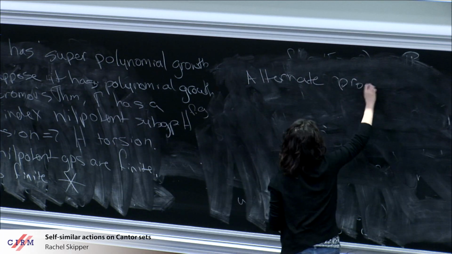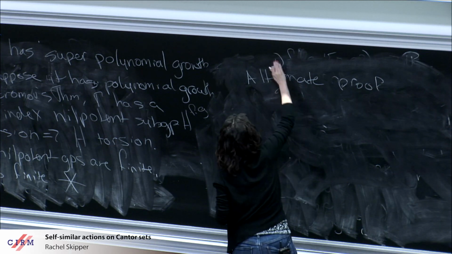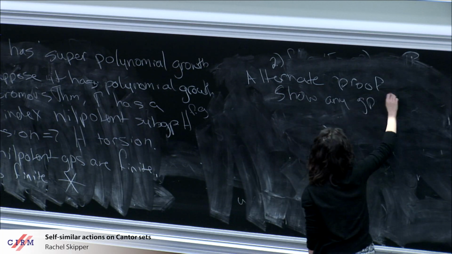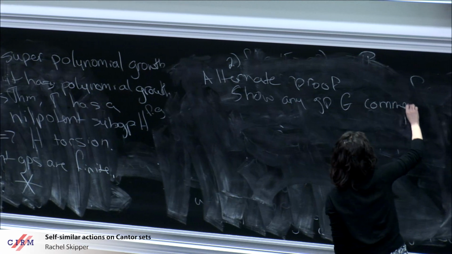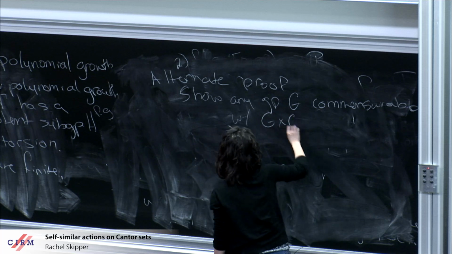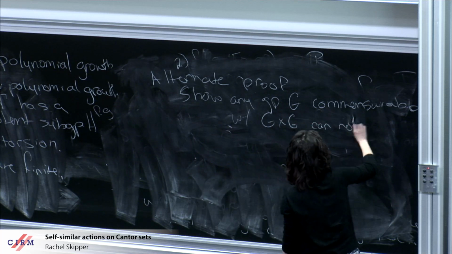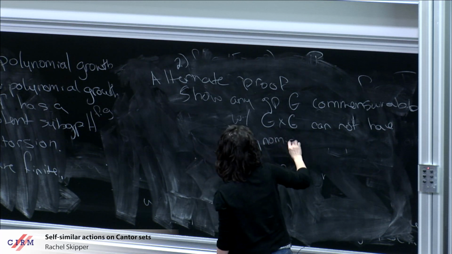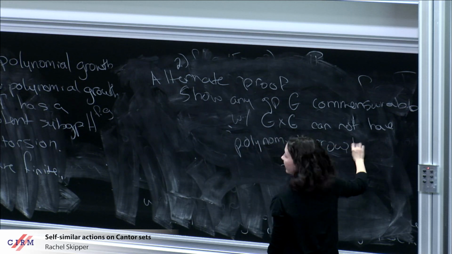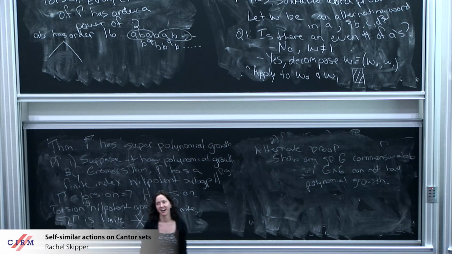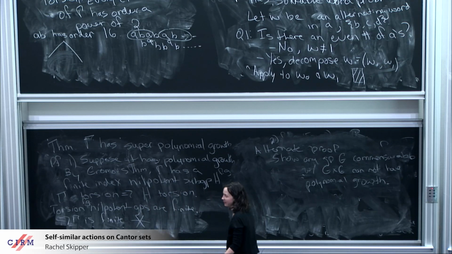I'm not going to give all the details here, but the idea is to show any group G commensurable with its own direct product G cross G cannot have polynomial growth. I haven't defined commensurable or any of this stuff, so that's why I'm also giving you this proof here. But we'll talk about commensurable and what it means to be commensurable with your own direct product when we talk in the branch group section. That's when that will come up.